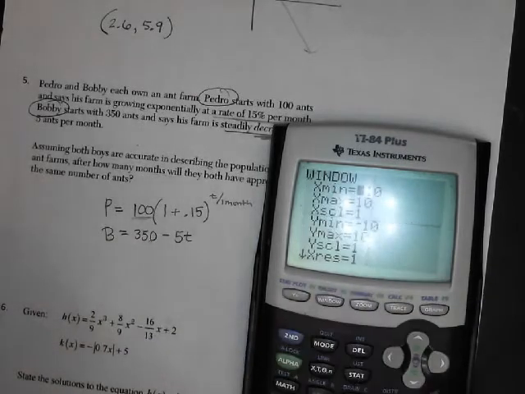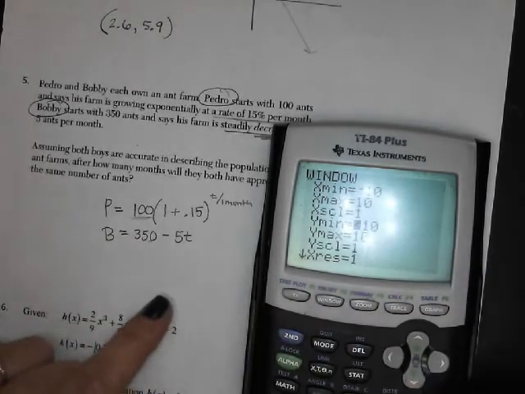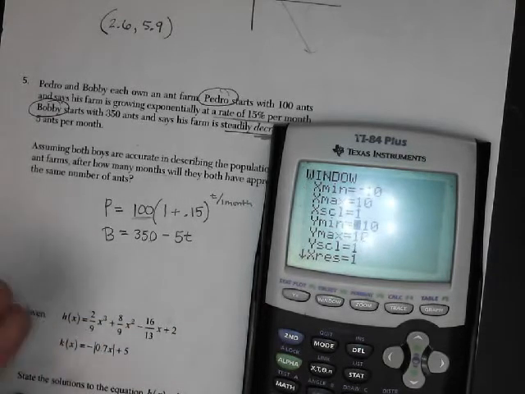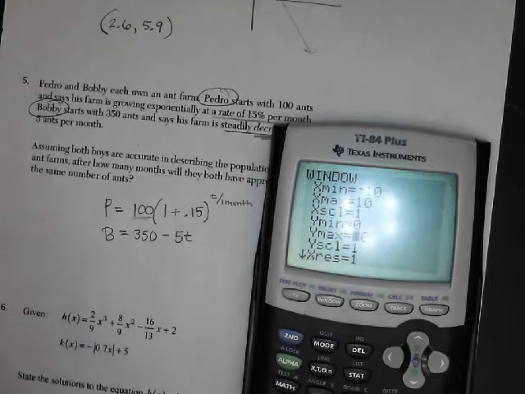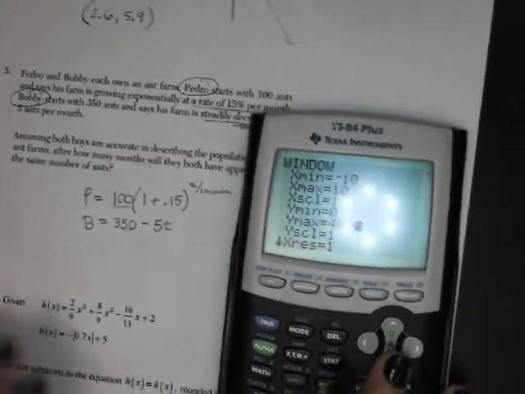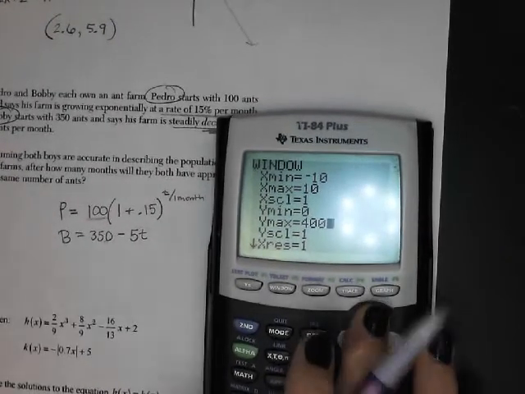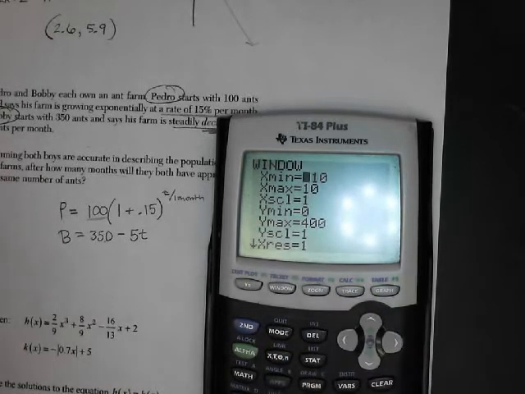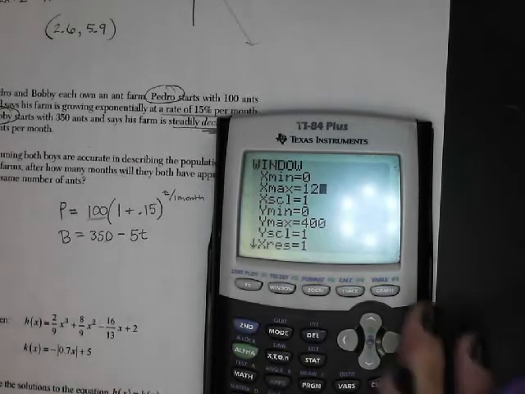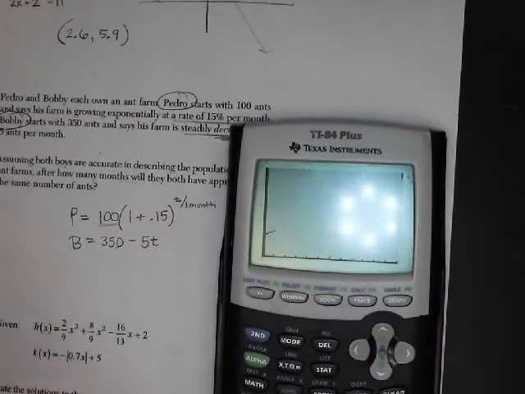Not seeing it. So my window for my y-axis needs to change drastically. It's the number of ants, so I don't need a negative number. But I do need at least up to 350. I'll go up to 400. And then this is our number of months, so I don't need negatives. I'll just go 0 to 10. Assuming 10 months would be enough, maybe we'll go 0 to 12 just so we'll look at the first year.